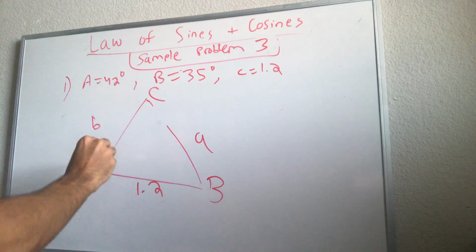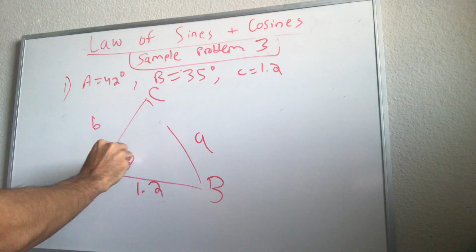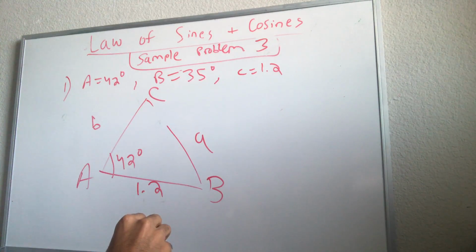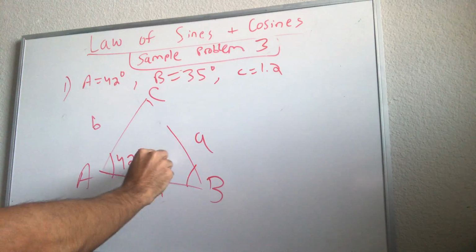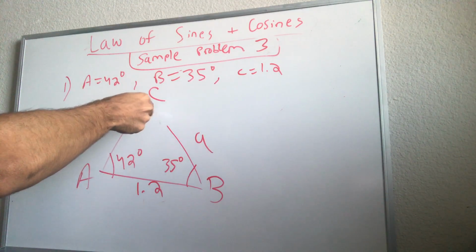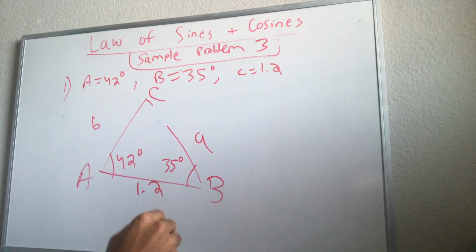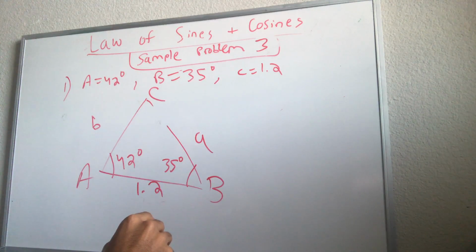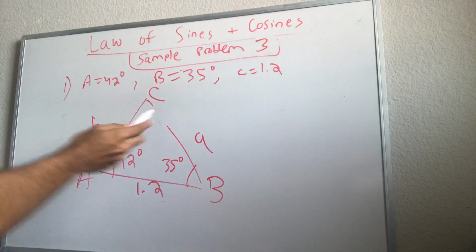This is A, and that's B. And we know what A is. We know the measure of angle A is 42 degrees, right? And we also know that the measure of angle B is 35 degrees. So really what we want to find is the measure of angle C, and we want to find the lengths of sides A and B here, right?